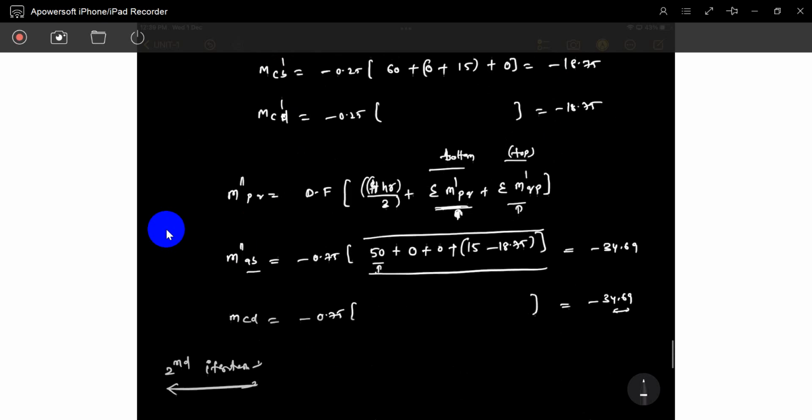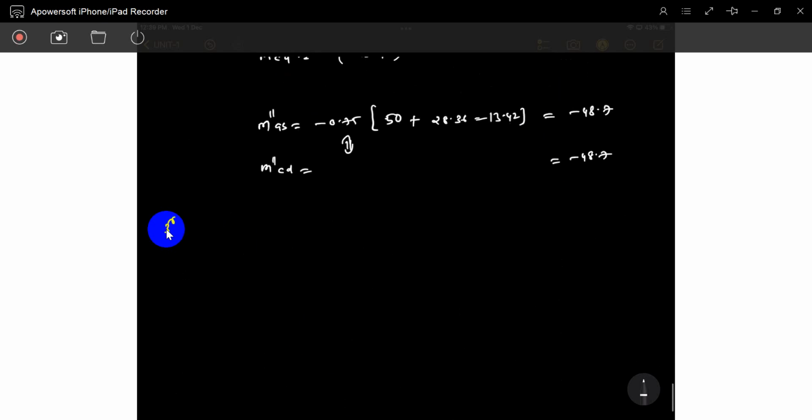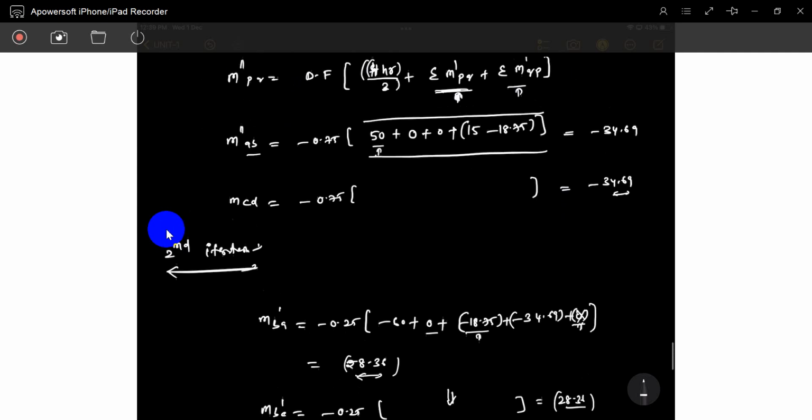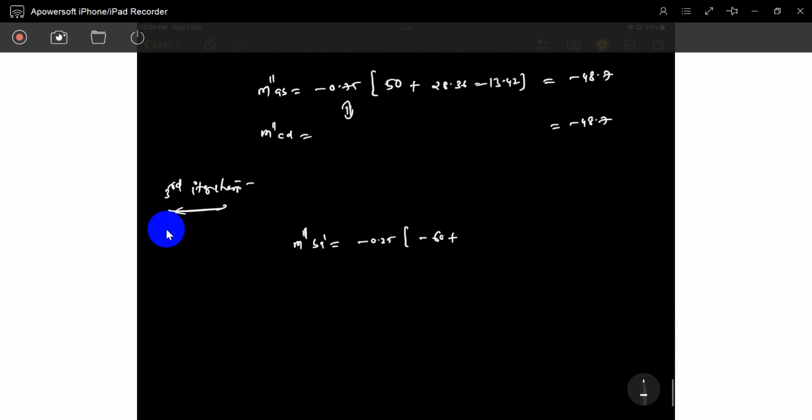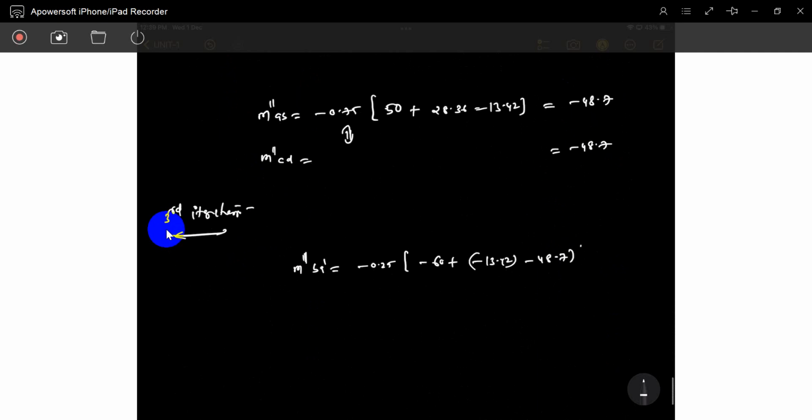Again, the third iteration. The second iteration is over. Third iteration, same. BA: 0.25 times the sum of the fixed end moments, minus 60. The rotational contribution from the far ends is minus 13.42, and the translational contribution is minus 48.7. What will you get? You will get 30.53. MBC also you will get 30.53.